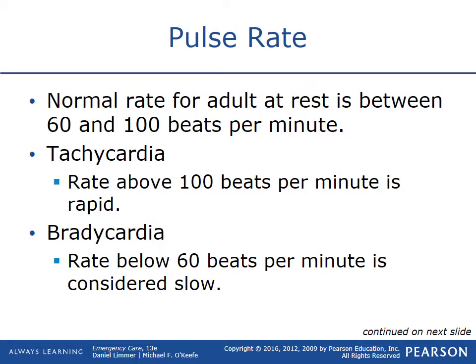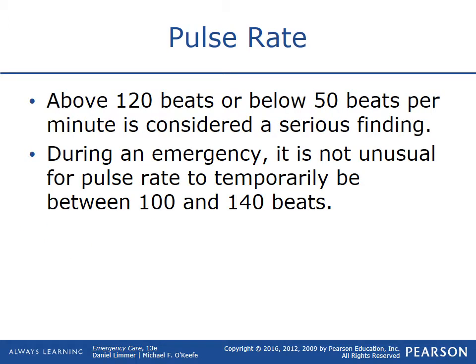So tachycardia, fast heart rates, anything over 100 beats a minute is fast. Tachycardia. Bradycardia, slow heart rate, anything less than 60 beats a minute as an adult is considered slow. Any heart rate above 120 or below 50 is considered a serious finding.